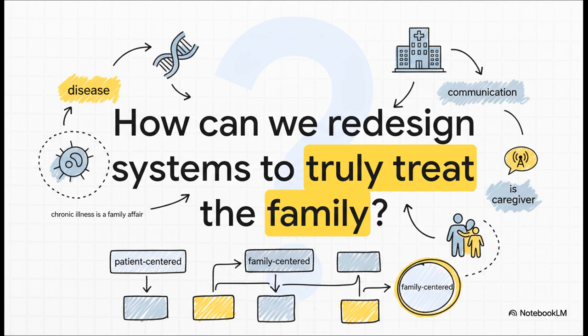So if you think about it, we've kind of followed the flow all the way from the microscopic disease out to the whole healthcare system, then zoomed in on the family, and finally right down to the words we use. And the one thing that's clear is that chronic illness is a family affair, right? So I'll leave you with this to chew on. If the patient is really the center of care, how do we need to redesign our systems to truly treat the family as part of the patient?